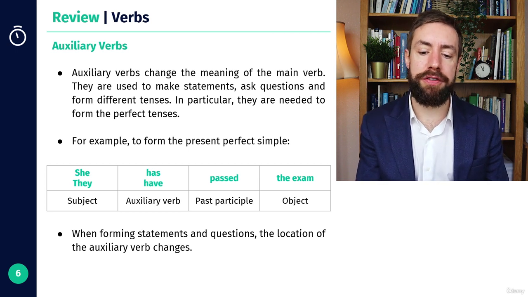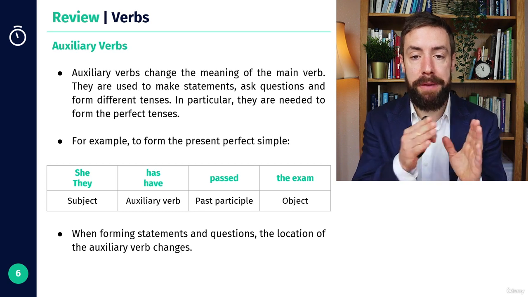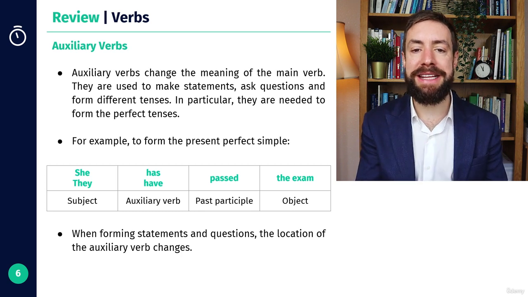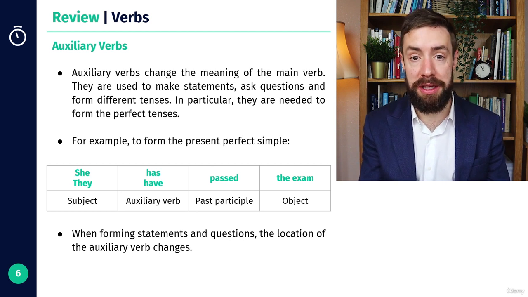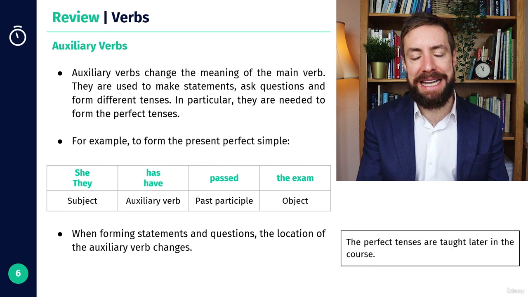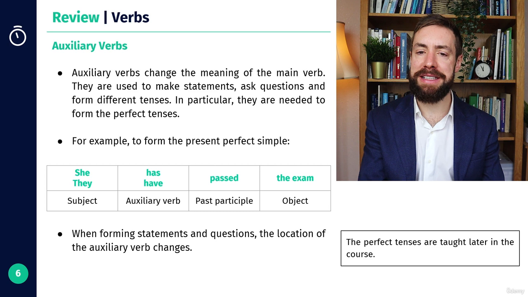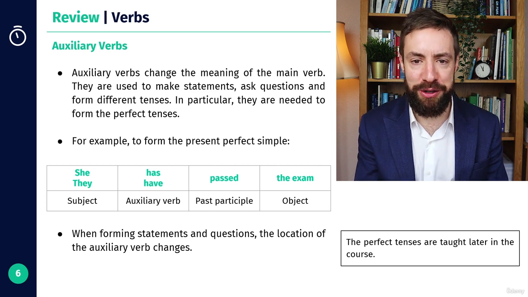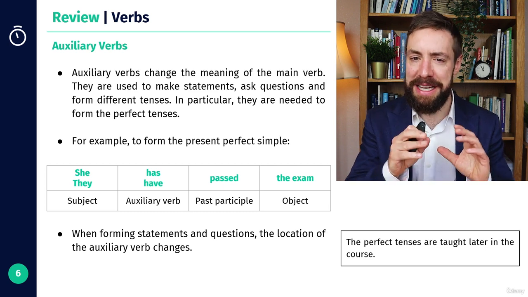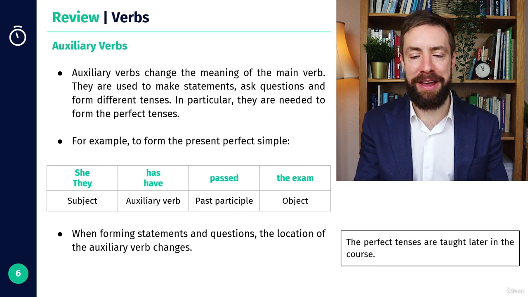And when we are forming statements or questions, we're going to put the auxiliary verb in different places. So, for example, we might say, "Has she passed the exam?" If we're asking a question. And we're going to be looking in a lot more detail at the perfect tenses later in this course. So watch out for that, because that is a super important part of higher level English grammar.